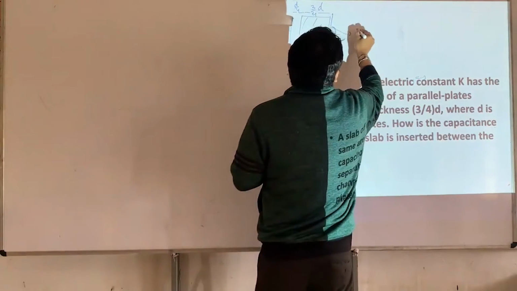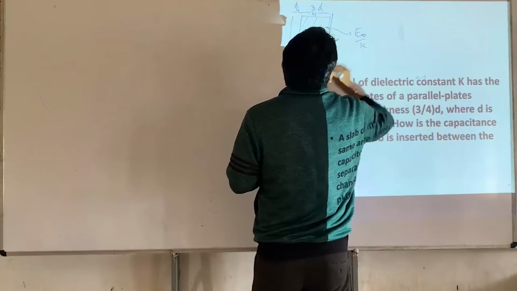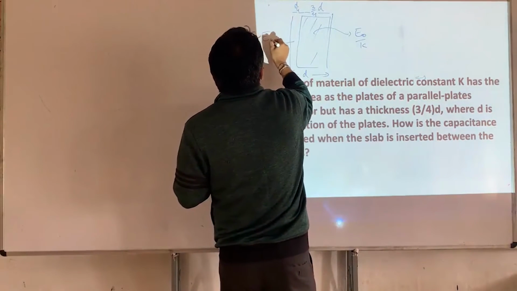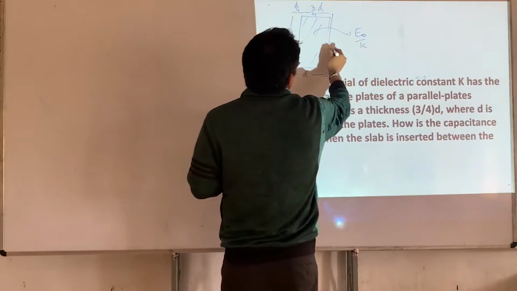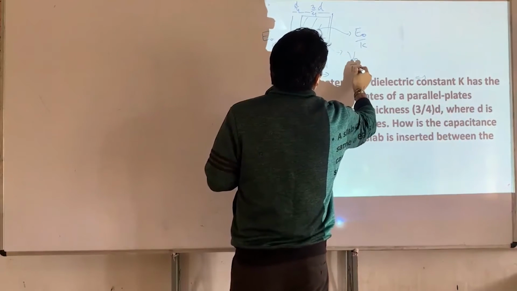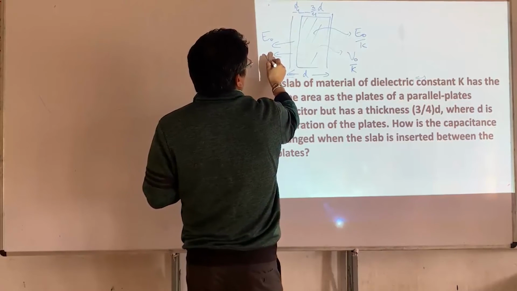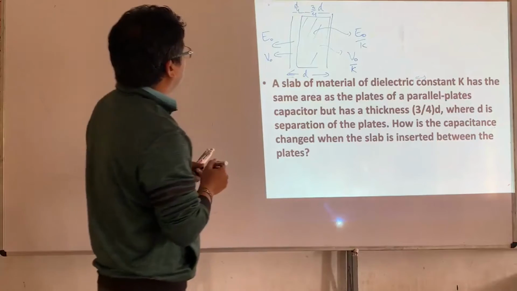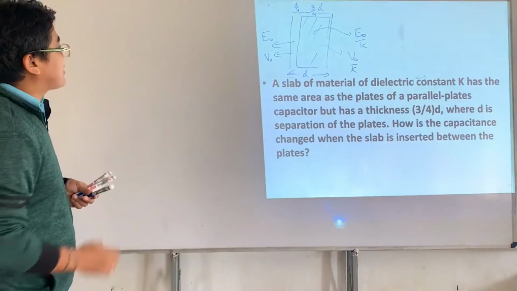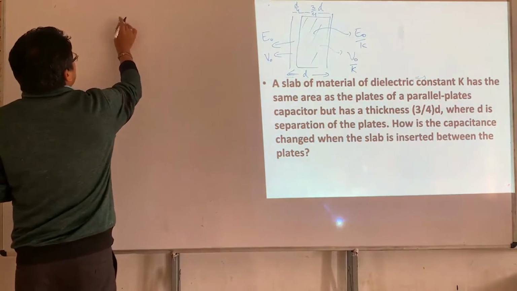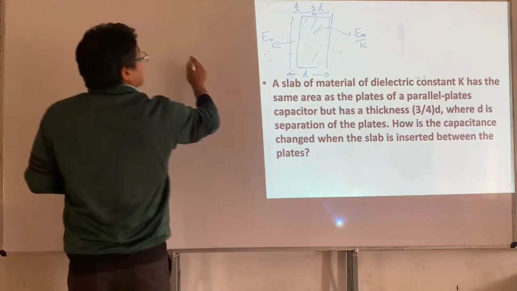So the electric field at this point is going to be E naught. Then potential, how much? Potential is going to be again V naught, right? This is what I have. Potential is going to decrease. So now what I'm going to do is, so electric field, whatever potential, I'll do this.